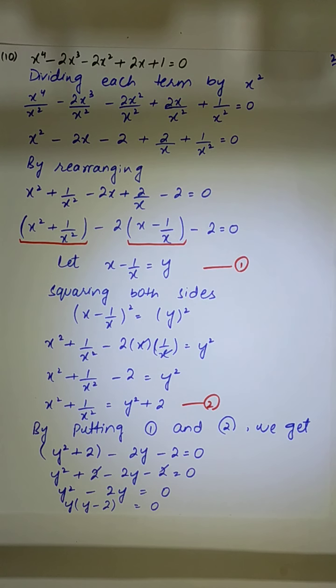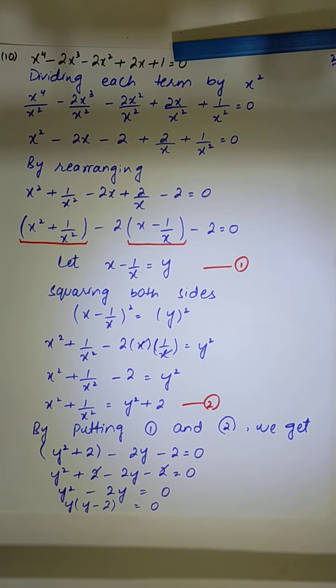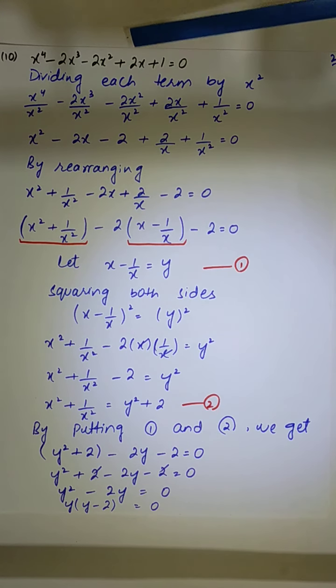Turn to the next page. Now we are starting question number 10 of exercise 1.3. This is x^4 minus 2x cube minus 2x square plus 2x plus 1 is equal to 0. First of all, we have to divide the whole equation, all these terms, by x square. You can see the example also.